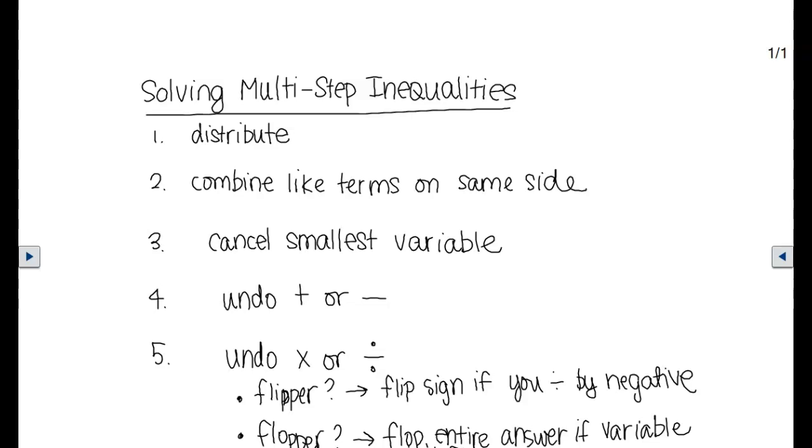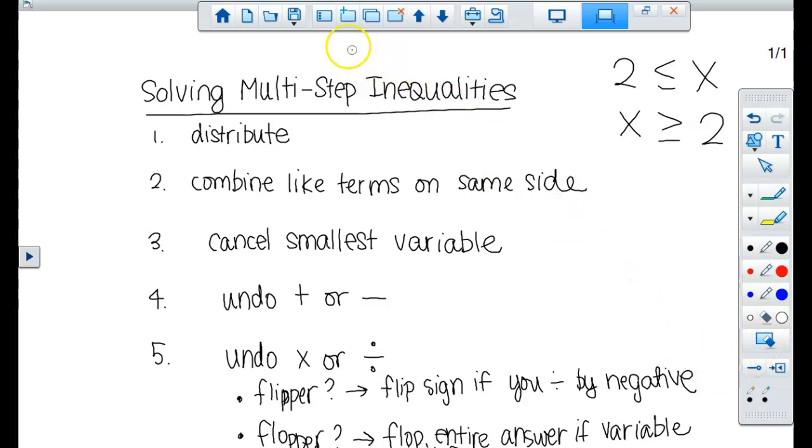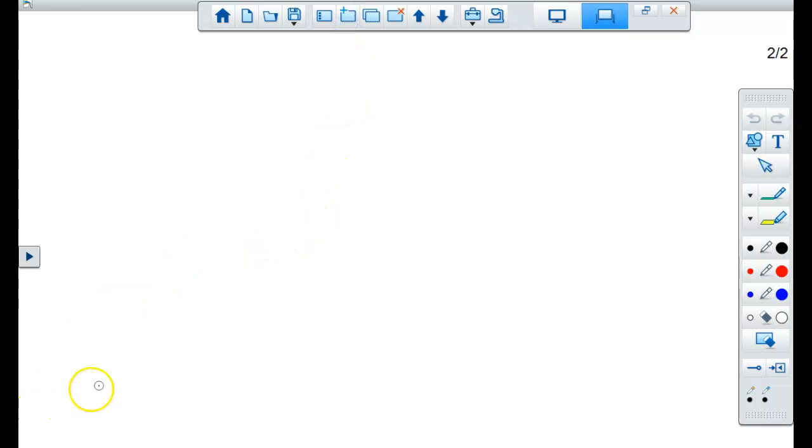So let me take a second to show you what I mean. If you're solving one of these problems and you were to get 2 is less than or equal to x, in these answers you always want the x to go first. So instead of 2 is less than or equal to x, you'll write this as x is greater than or equal to 2. So the x and the 2 trade places and the sign flips over as well. So that's what a flopper is, when you rewrite it so that the variable comes first. So same steps as we used for multi-step equations, but we do have those 2 added questions at the end about is it a flipper, is it a flopper.